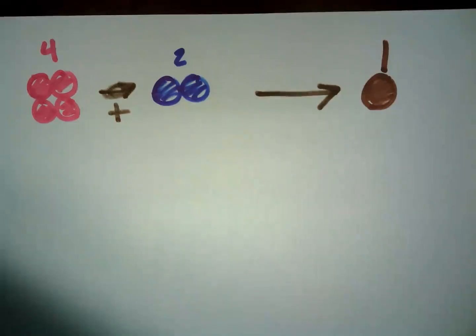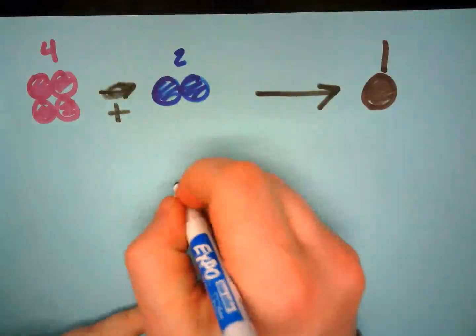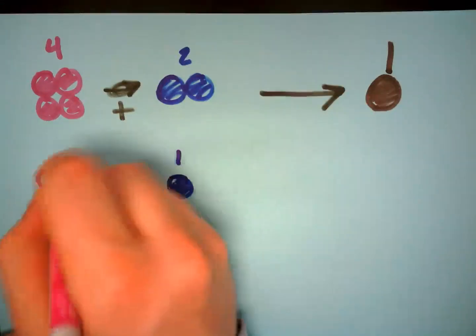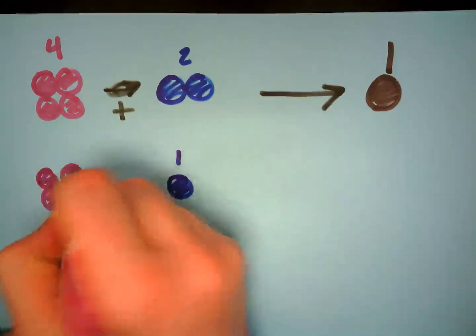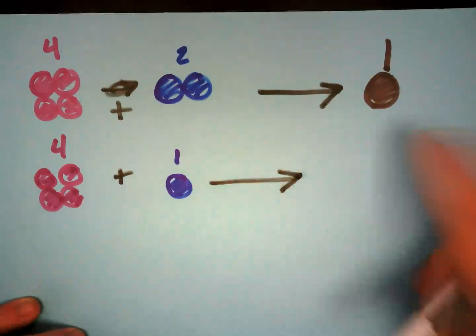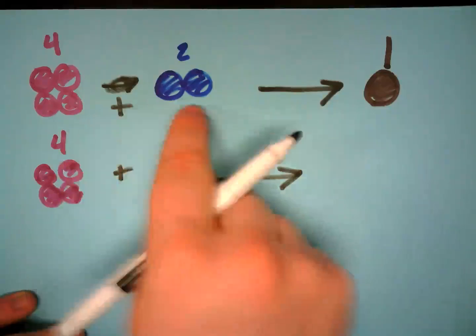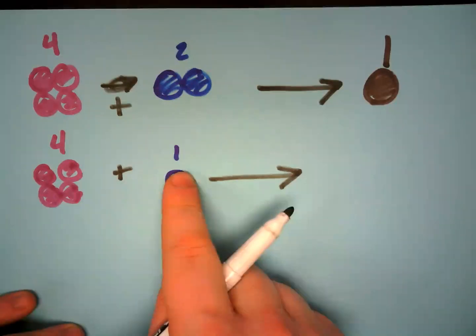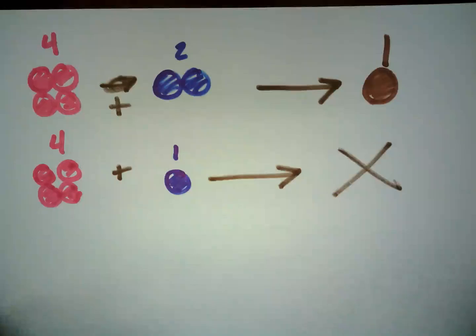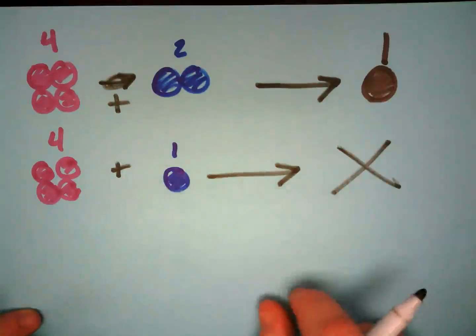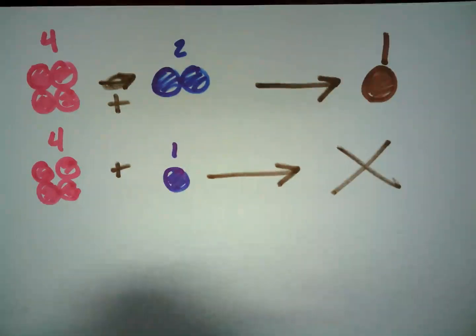But let's say that we only have 1 blue guy, and we still have 4 of these pink guys. Will we have a reaction? Will we be able to produce 1 brown dude? The minimum is that we need 2 of these and 4 of these to produce 1 of these. We only have 1 blue, so you couldn't have a reaction, because our limiting reactant here would be our blue guy, since we need 2 of them. That's what we're determining here.